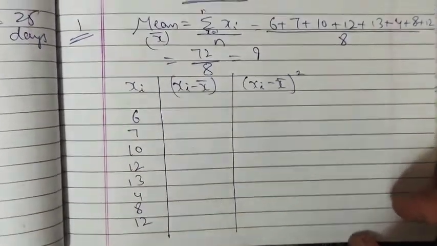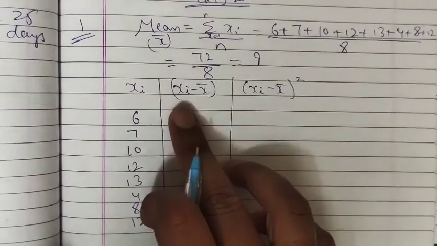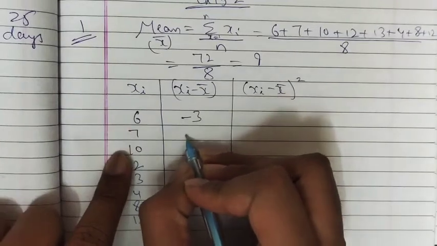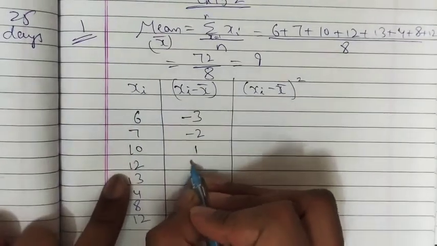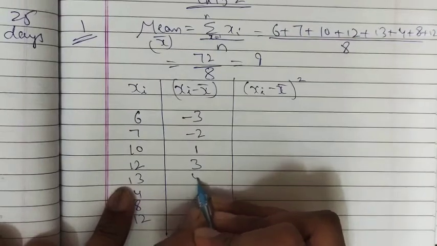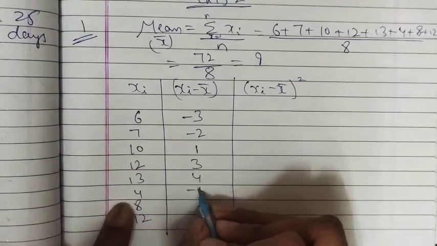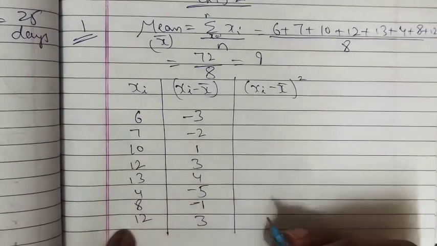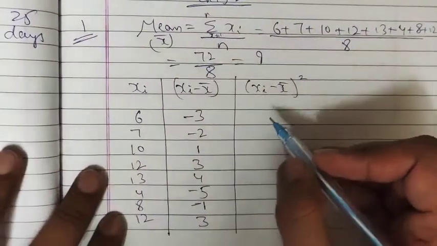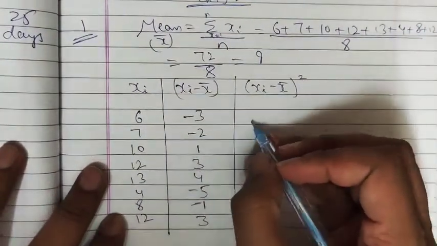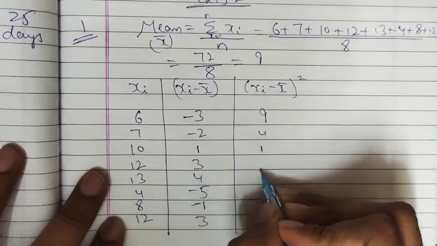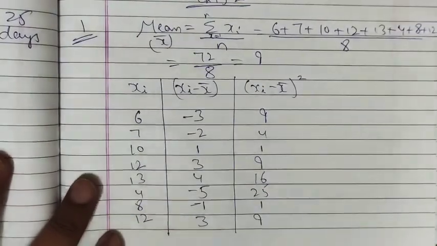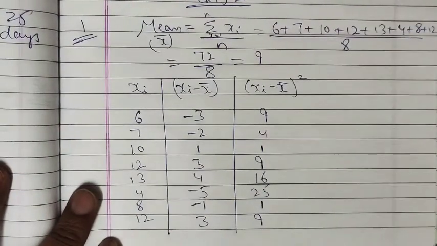Now we have xi minus x bar. 6 minus 9 is minus 3, 7 minus 9 is minus 2, 1, 3, 13 minus 9 is 4, 4 minus 9 is minus 5, 8 minus 9 is minus 1, 12 minus 9 is 3, right? Xi minus x bar whole square, so square of this: 9, 4, 1, 9, 16, 25, 1, 9. So xi minus x bar whole square is this.